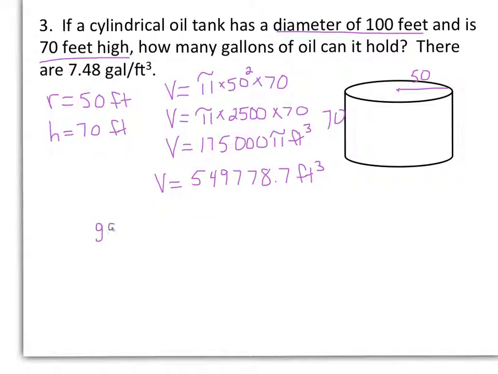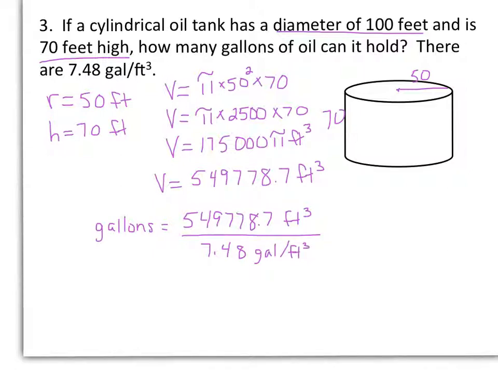Now the question was, how many gallons of oil can it hold? So we want to find out how many gallons. We're going to take our volume, and divide by how many gallons per cubic foot. So we're going to divide by 7.48. So dividing that, we get 73,499.8 gallons, and I'm going to round that, so that's about 73,500 gallons that will fit in that oil tank.